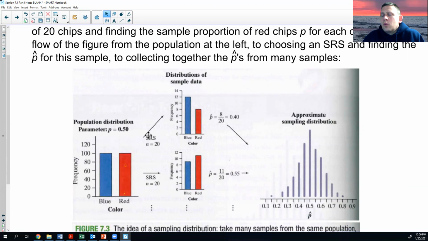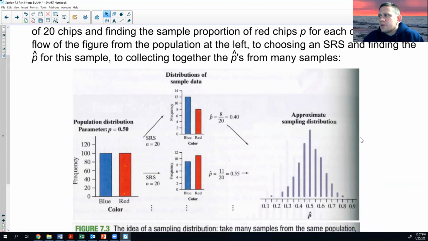But if you take one SRS, you can see it's 40-60, right? 60% blue, 40% red. Well, then what happens if you take another one? Well, this one is 55% red, 45% blue. Well, then what happens if you take another one and then another one and another one and another one and you keep repeating that process?